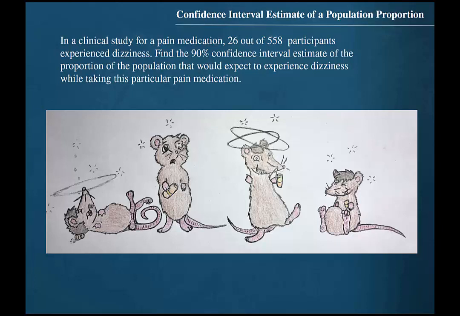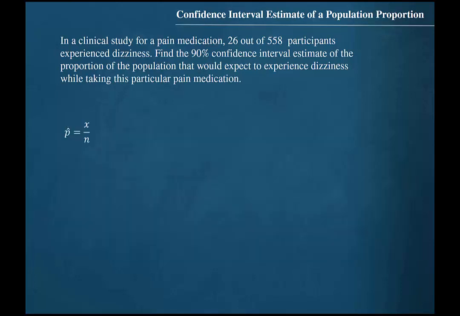this particular medication. The sample proportion, p hat, is calculated by dividing the number of sample units that possess the characteristics of interest by the total number of observations or the sample size. The sample proportion of study participants who experienced dizziness was 26 out of 558. This gives us a sample proportion of 0.0466.